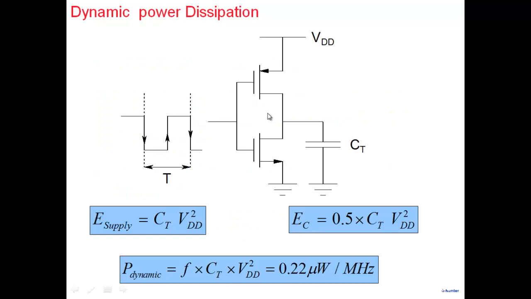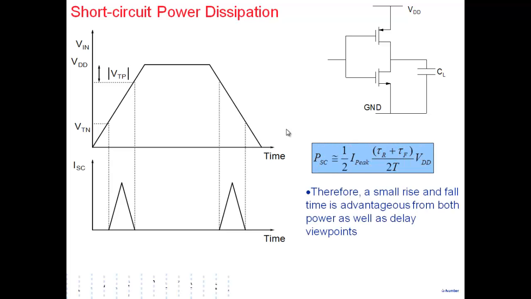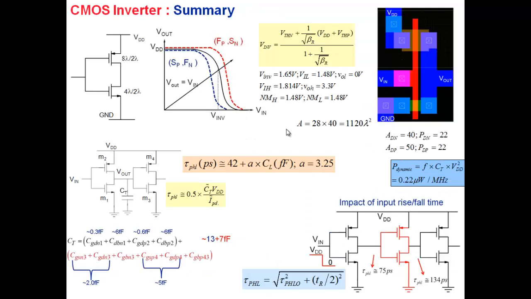Not in the case of the inverter. The inverter is straightforward. You can't do much. But in other cases, you have some freedom. All right. So that's a summary of the inverter that we have just looked at. All the important characteristics of an inverter are shown here.